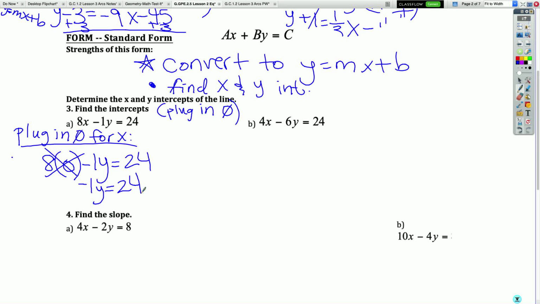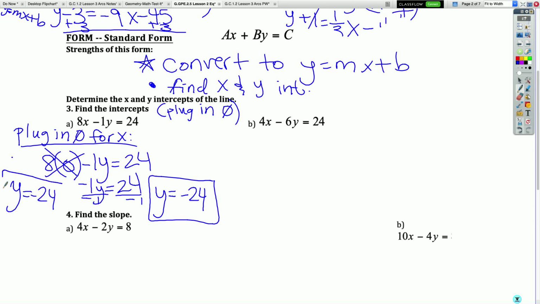So my y value will be equal to what? Negative 24. I divide by -1, right? So y equals -24. Okay, we're going to do the same thing for x. Let me write that over here.